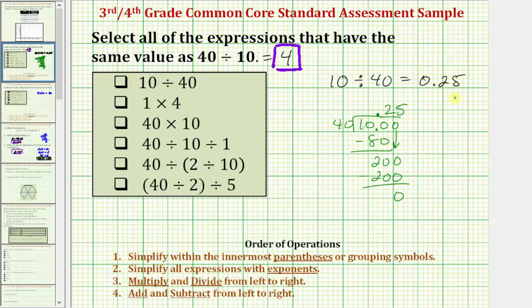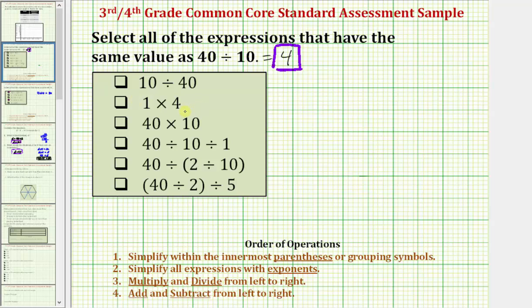But again, it's important to recognize that as soon as we know this is not equal to 4, there's no reason to spend time performing this calculation because we can use this time on another question. Next we have 1 times 4, which is equal to 4, so we'll go ahead and check this expression as having a value of 4. It's also important to recognize that directions say select all the expressions that have a value of 4, which means we don't stop once we find the first expression that has a value of 4. We want to select all the expressions that have a value of 4.